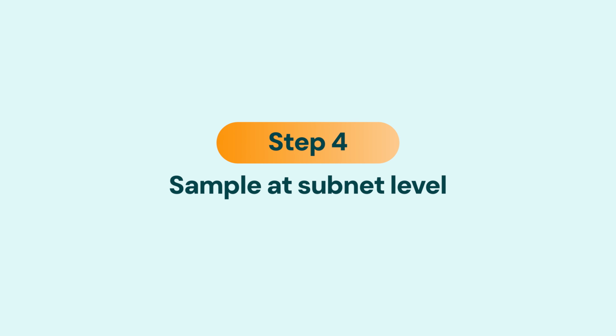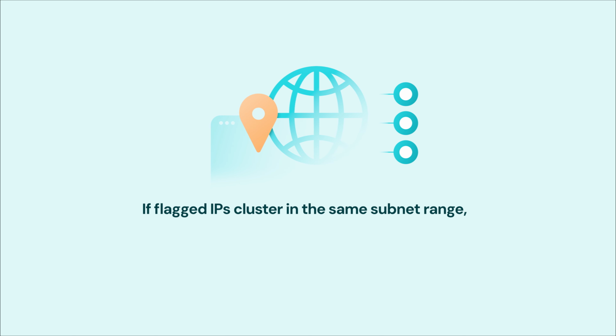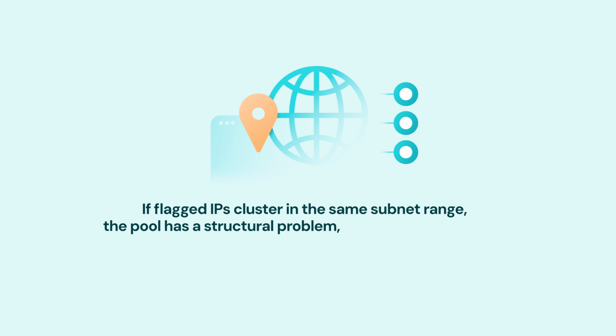Step 4. Sample at subnet level. Pull IPs from different subnet blocks across the pool and run them through the same checks. If flagged IPs cluster in the same subnet range, the pool has a structural problem, not just isolated bad IPs. One burned IP can take the whole block down on platforms that apply block-level flagging. Subnet-level sampling is how you catch that pattern before it affects your operation.